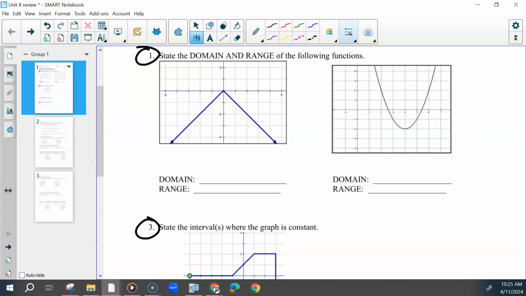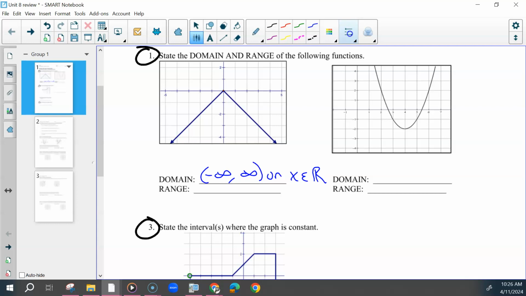Alright, remember that your domain is your x values, looking left to right. So if I'm looking left, this keeps going down. Guys, focus. This keeps going down and left. You can keep doing that towards negative infinity. And then it keeps doing the same thing. It has arrows in both directions, so negative infinity to positive infinity. Or you can write it like x, p, r. Either one.